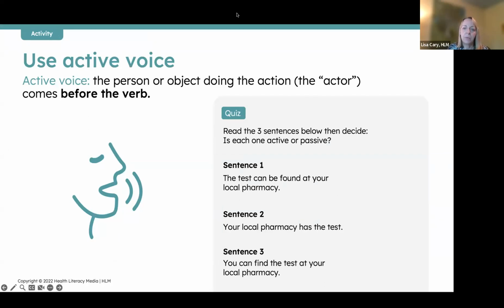So here we go. Here's a quiz based on what we just talked about. Read the three sentences below and then decide: is each one active or passive? Sentence 1: the test can be found at your local pharmacy. Think about who the actor is. You can see the poll there where you can make your answers, or you can put it in the chat.